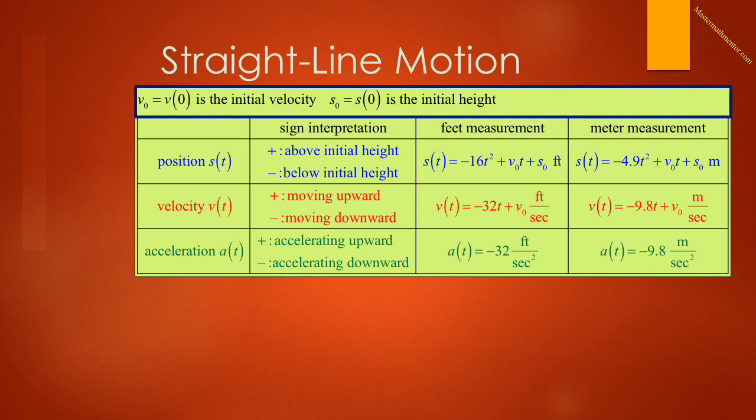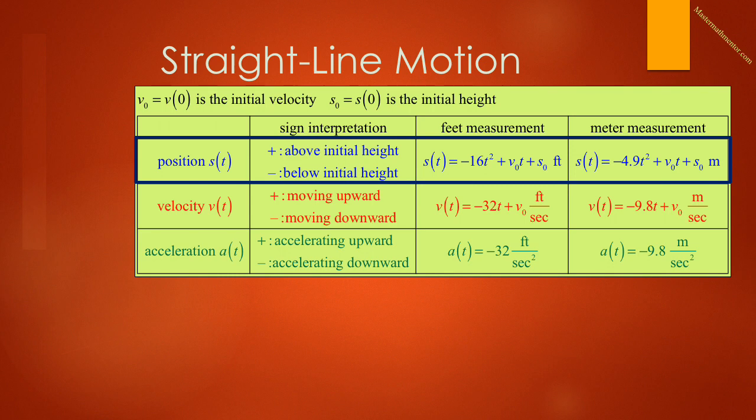When we are discussing particle motion in the vertical direction, there are some variables we usually use. V0, which is the same as V of 0, is the initial velocity. It refers to how fast our object is moving when we start the process. S0, which is the same thing as S of 0, is the initial height. It is how high the object is off the ground when we start the process.